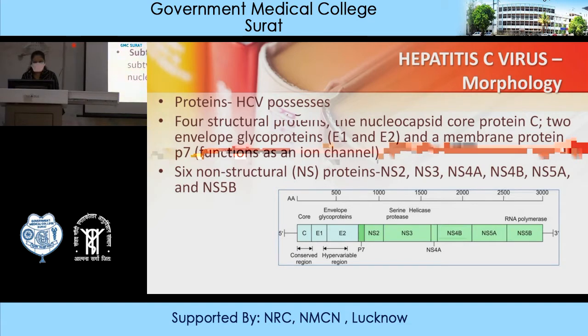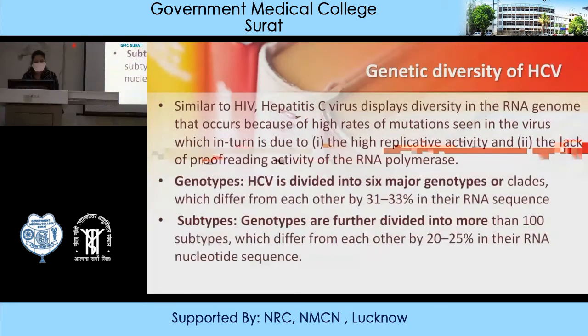Genetic diversity of HCV: similar to HIV, hepatitis C virus displays diversity in its RNA genome, which occurs because of high rates of mutations seen in the virus, which in turn is due to the high replicative activity and the lack of proofreading activity of the RNA polymerase.